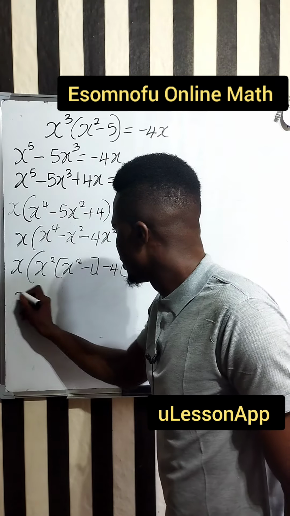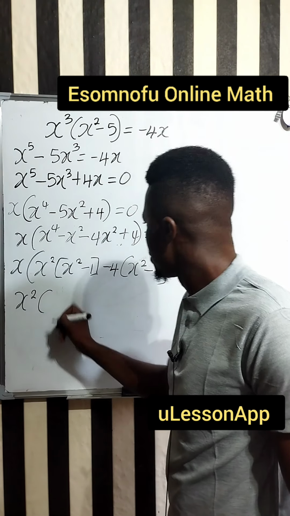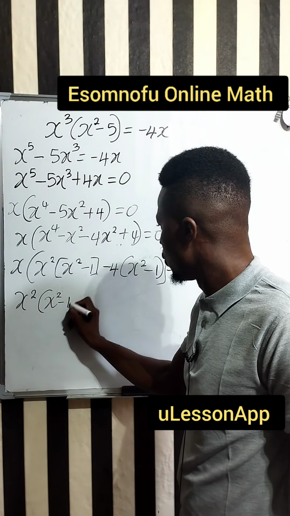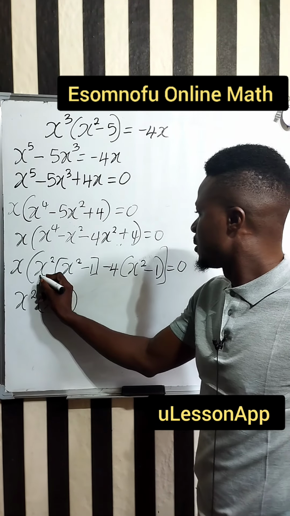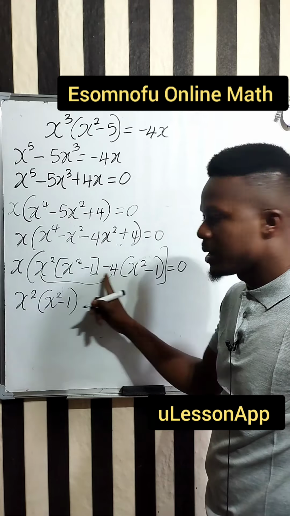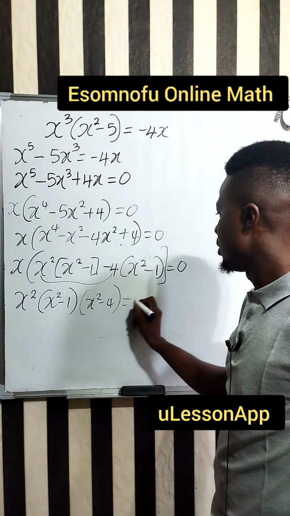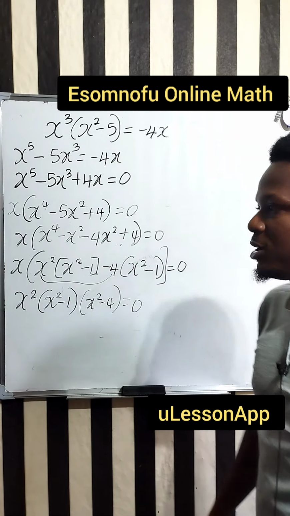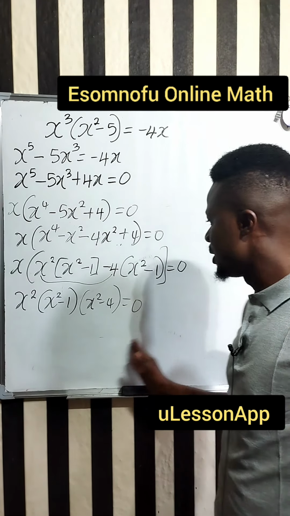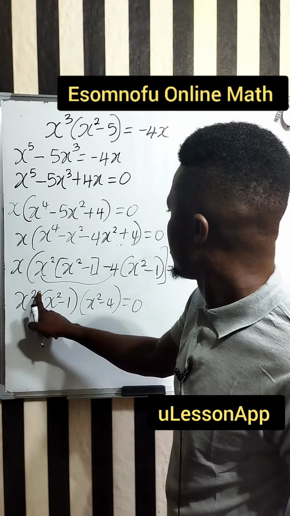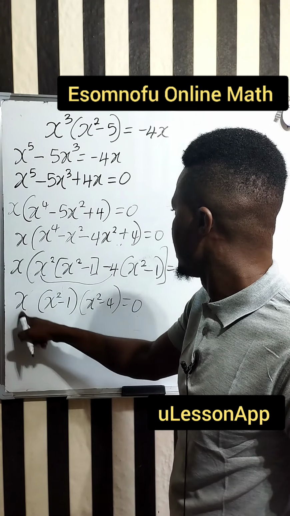Then you can write this as x squared into, this is common, you factor it out, you have x squared minus 1, and also this is a term that is left, x squared and minus 4, so you have x squared minus 4, everything equal to 0. So to get the values of x, you have to be equating each of these terms with 0. So for the first one, sorry, what we have here is x and not x squared, this x here.